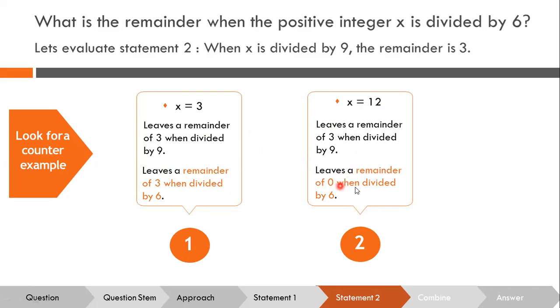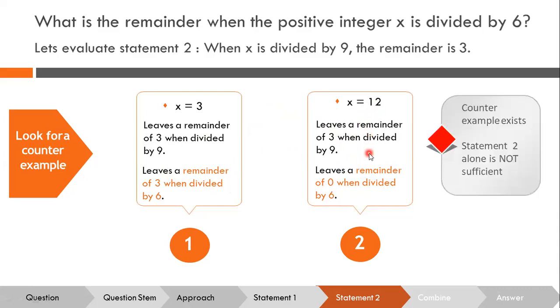It leaves a remainder of 0 when divided by 6. So this is a counter example. That's why the counter example exists. Statement 2 alone is not sufficient. This statement all alone is not sufficient. Then what will we have to do?